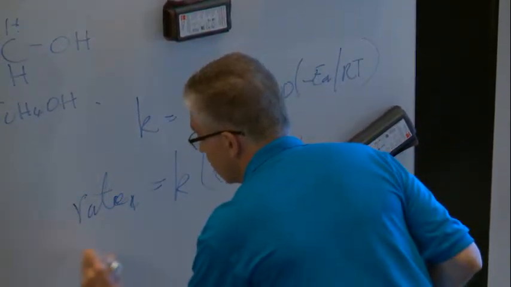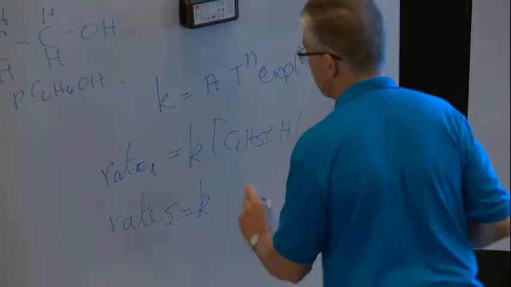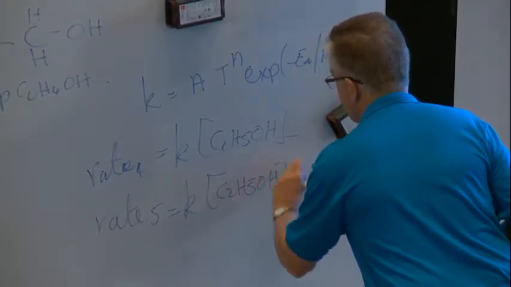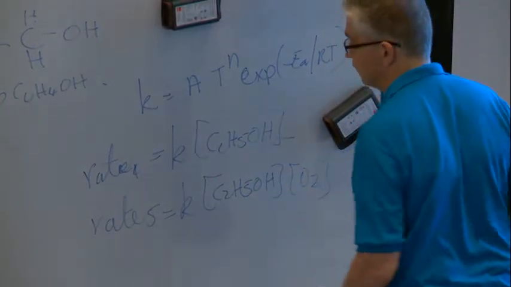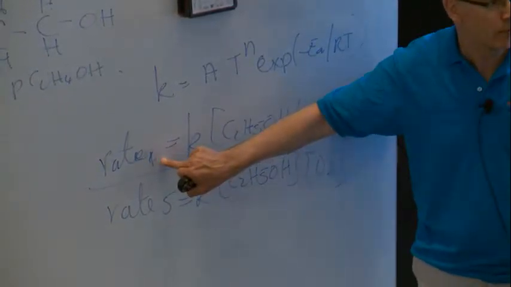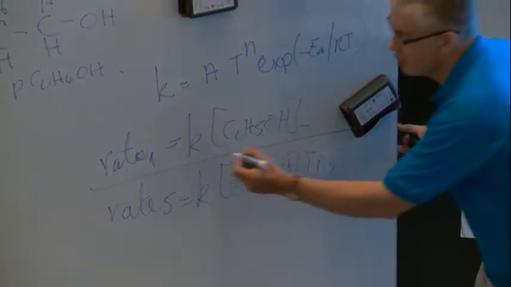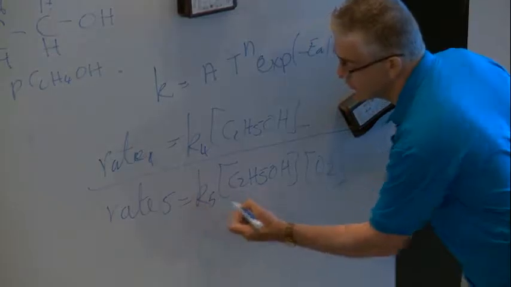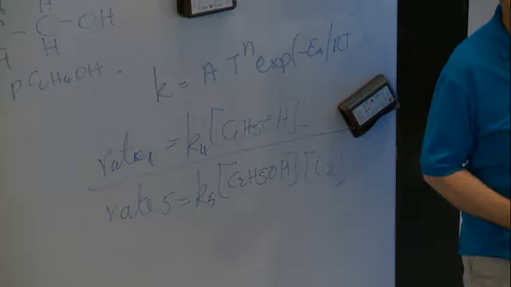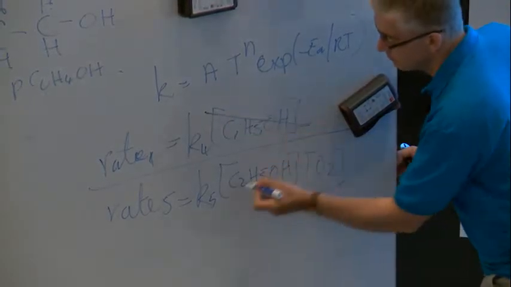The rate of reaction 5 is the rate constant for reaction 5 times the concentration of ethanol times the concentration of O2. And if you look at the relative rate of reaction 4 over reaction 5, I'm going to put a 4 here and a 5. Strictly speaking, from what I was saying yesterday, that's not correct. That should really tell you the order, but just for this purpose.